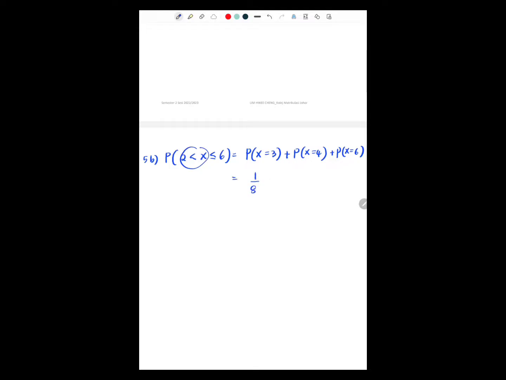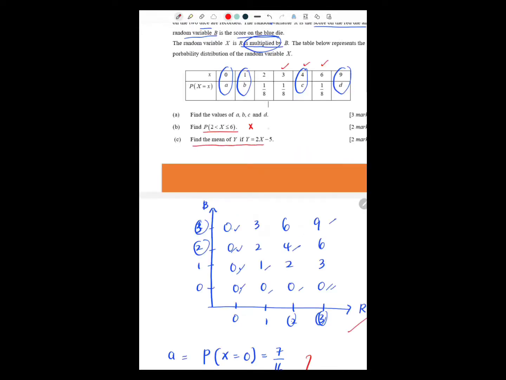You write down all the probabilities and then total up. 1 over 16, 1 over 8. So total dia 5 over 16. Alright. So here is 2 marks. K1, J1. Question C, find the mean if Y equals to 2x minus 5.